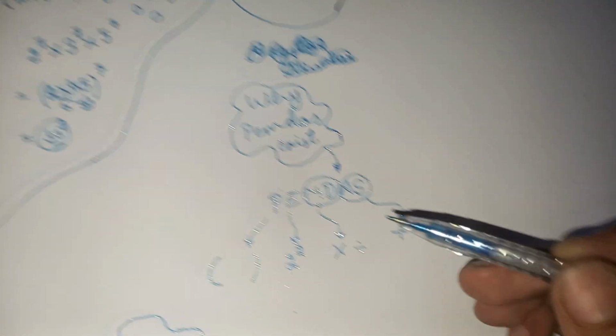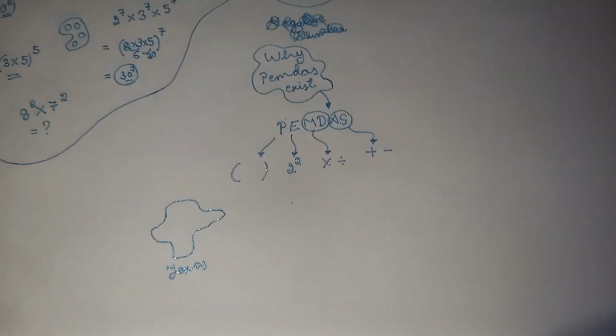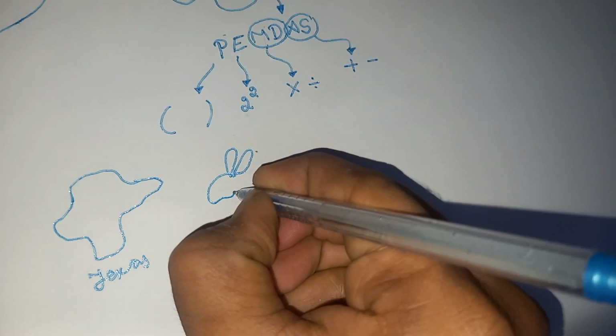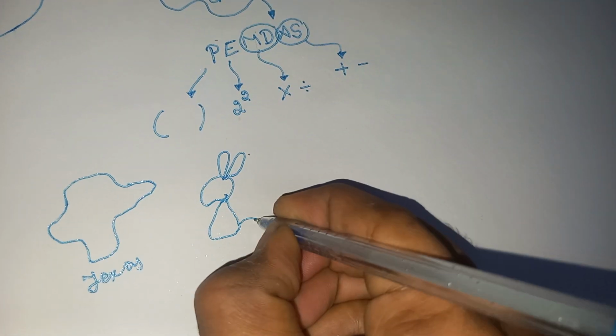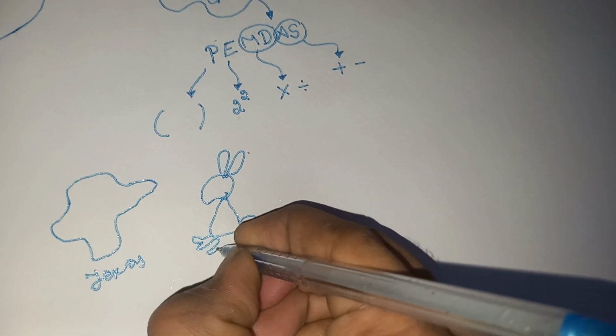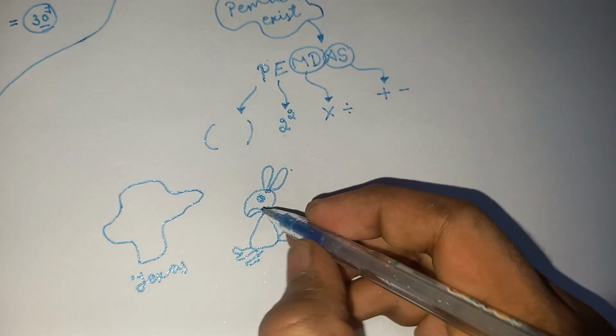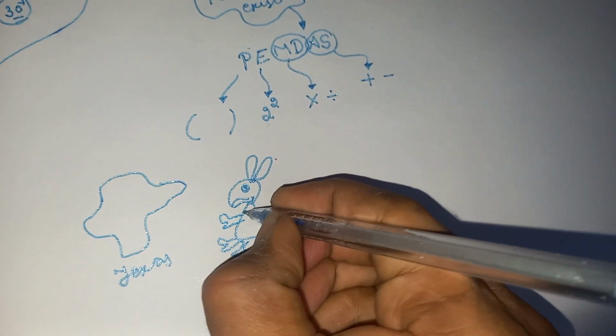Dude, now I'm going to tell you why PEMDAS exists. I'm going to tell it by a story of a rabbit in America. You need to find out how many rabbits there are in total in America. It is like this: here there is a big rabbit. Now you need to find the total number of rabbits in the whole of America.